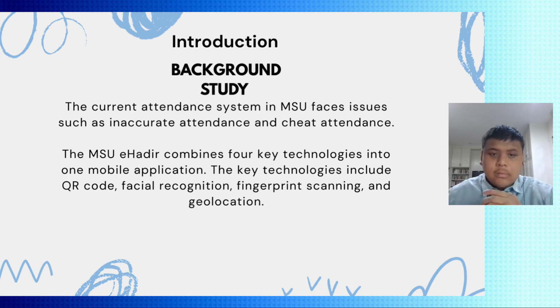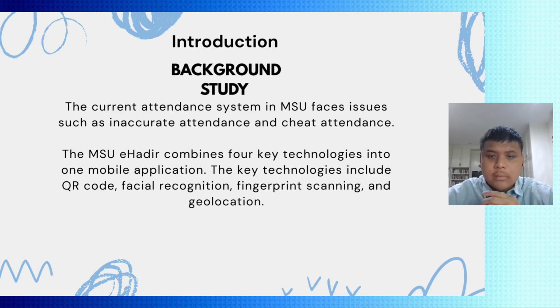From those 8 papers, we concluded that the current attendance system in MSU faces issues such as inaccurate attendance and cheating attendance. Our solution is to develop a mobile app called MSU eHadir, and this app combines 4 key technologies into one mobile application. The key technologies include QR code, facial recognition, fingerprint scanning, and geolocation.